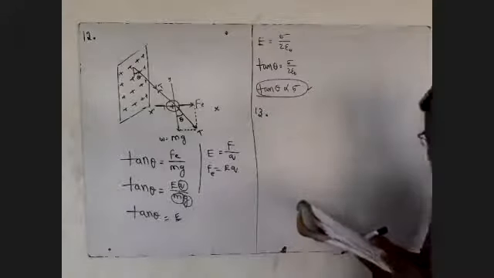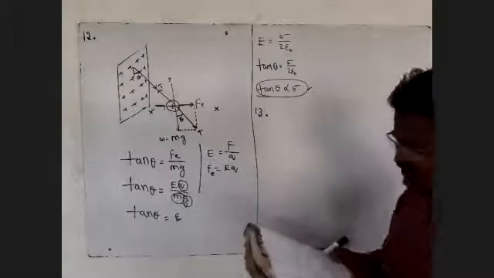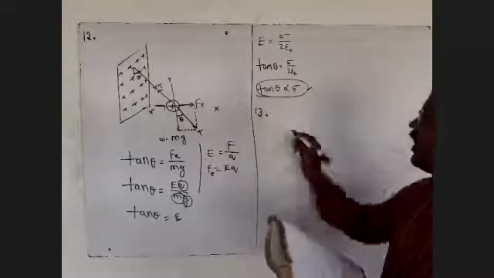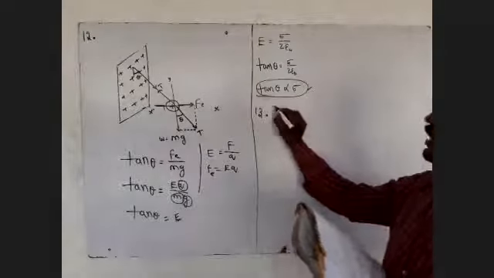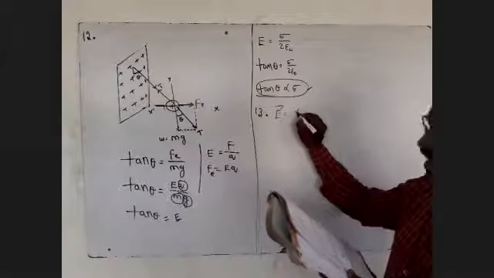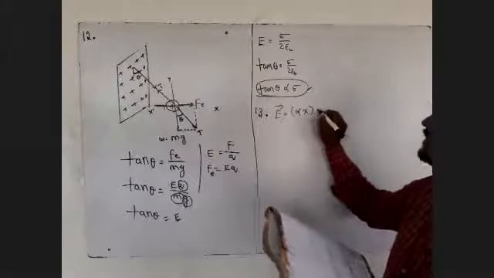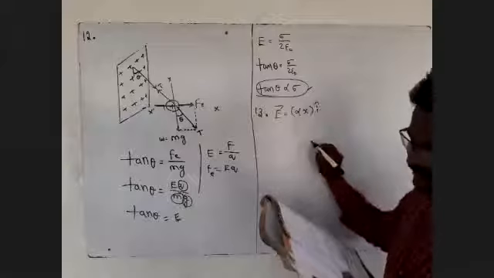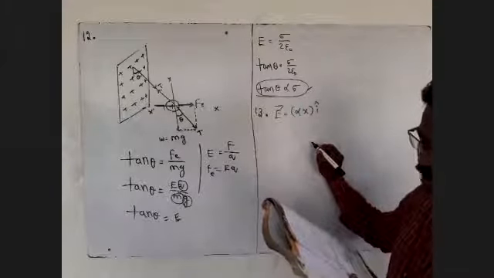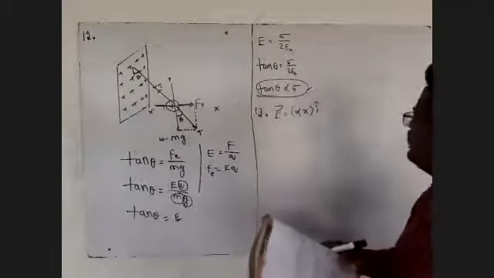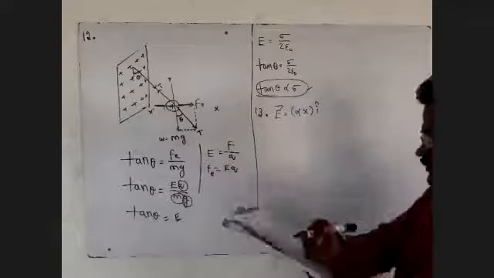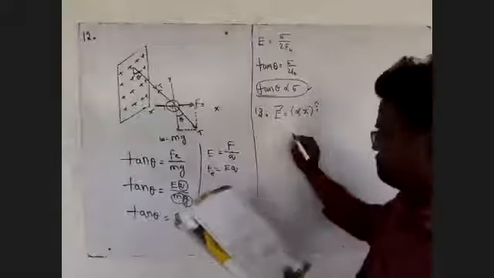Question number 13. What is given? The electric field in the region is given by E bar is equal to alpha x i cap, where alpha is a constant of proper dimensions. A figure is given. You see that this is the figure.